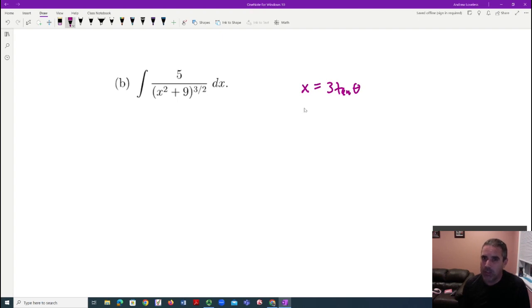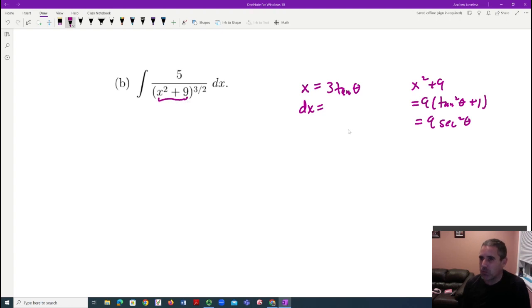And the whole point of this, there's two things. You have to take the derivative. But the whole point is that x squared plus 9 is going to simplify now. It's going to become 9 times tangent squared of theta plus 1. I skipped one step there, but hopefully I can get away with that. This is secant squared of theta. Okay, that's what's going to be in here.